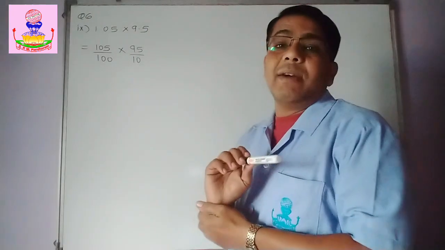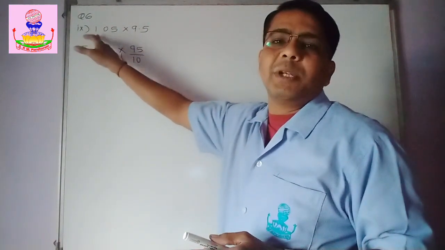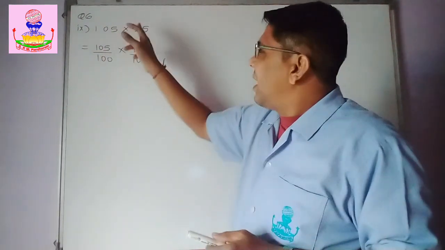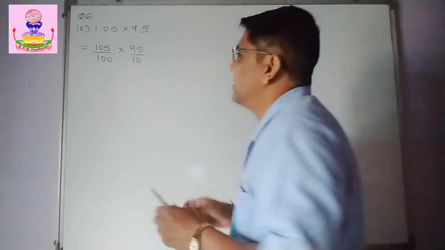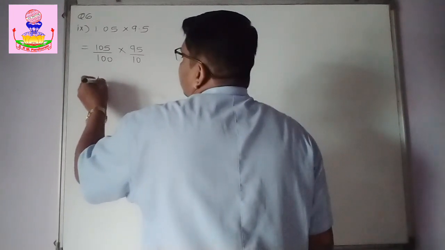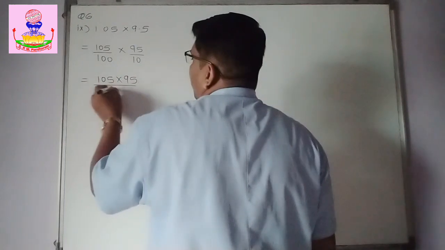So what I have done, I have removed the decimal point. After the decimal point there are 2 digits, so 100 in the denominator. After the decimal point 1 digit, so 10 in the denominator. Now it becomes 105 into 95 upon 1000.